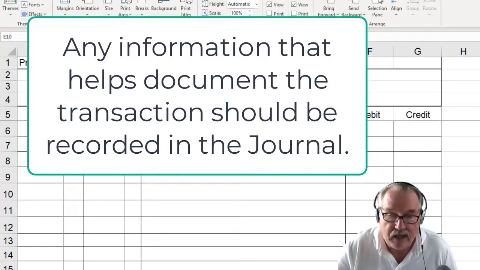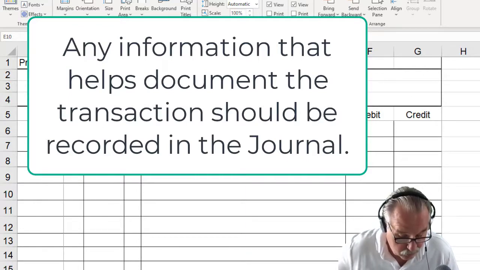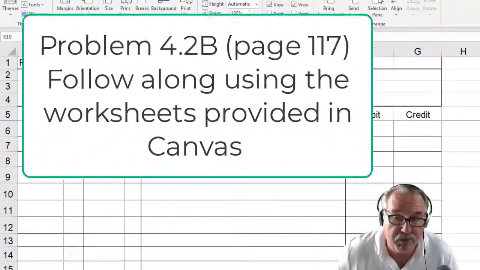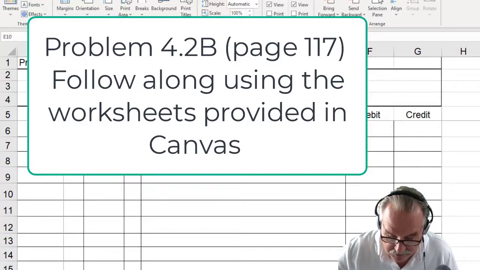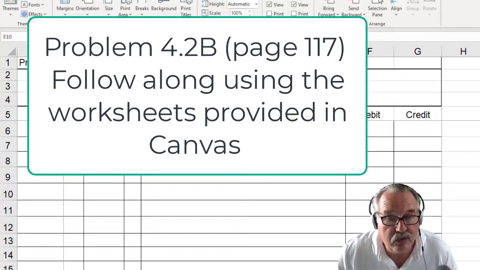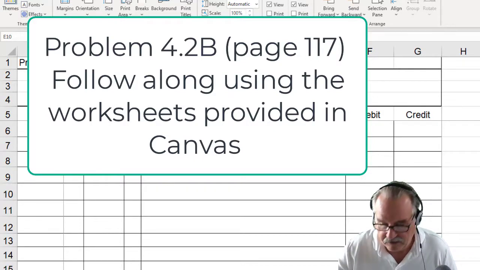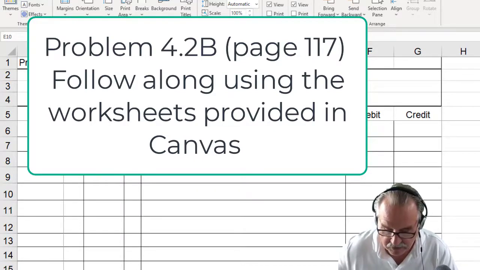So I'm going to use problem 4.2b as an example on how the journal works. This is on page 117. So what we're going to do is we're going to record these transactions in the journal, and then I'll show you how they get posted into the general ledger. Okay, so let's start with the journal.